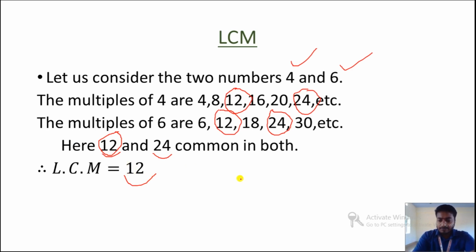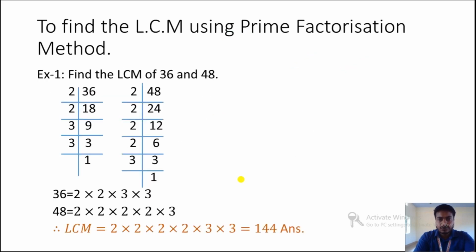Now we have more methods to find the LCM of the given numbers. Generally we follow those methods only, so let's discuss them also. The first method is the prime factorization method. Find the LCM using the prime factorization method.